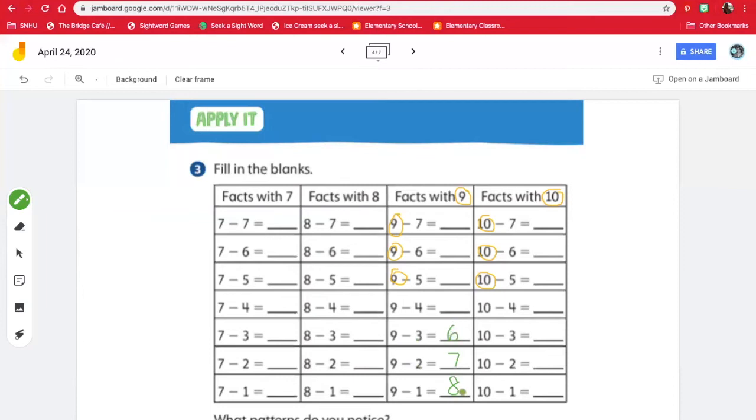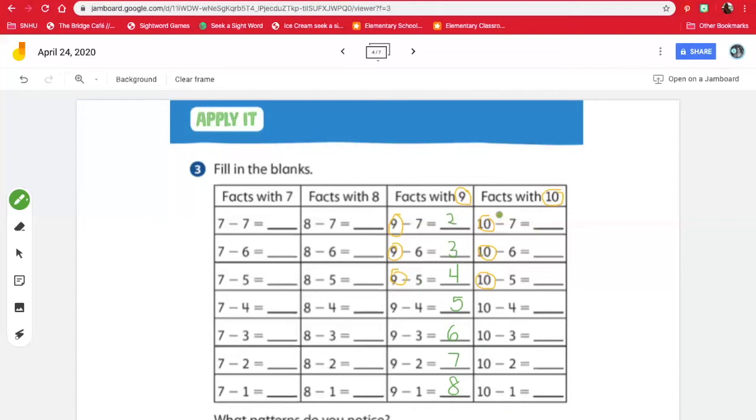I noticed a pattern. When we move up, the numbers increase by 1. 9 take away 4 is 5. And that means because we have 9 take away 5, that is a similar problem to this one right here, just the 5 and 4 would be swapped. And if we add 1 more to the 4, we have 3, and 9 take away 7 is 2.